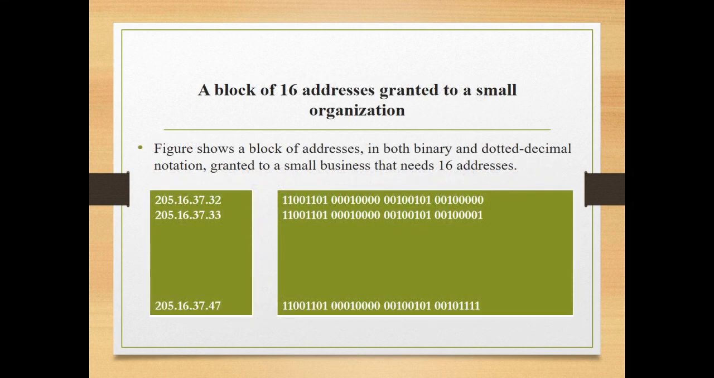So let's see an example. A block of 16 addresses granted to a small organization. You can see the range, the starting address and the last address given in that block, and you can see it is contiguous as well as divisible. It is a power of 2.